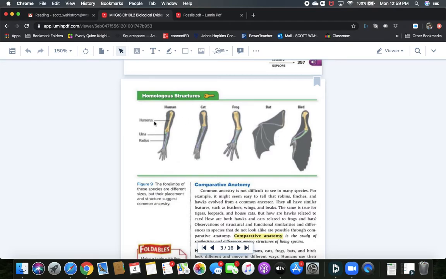I notice that the human has this sort of yellowish bone labeled the humerus. That's your upper arm bone, and I notice that the humerus is present in each of these animals, even though it looks very different. We also have two bones in the lower arm called the radius and the ulna, and I see that they are present in the lower arm. It's hard to see in the bat, but here they are, in all of these species.